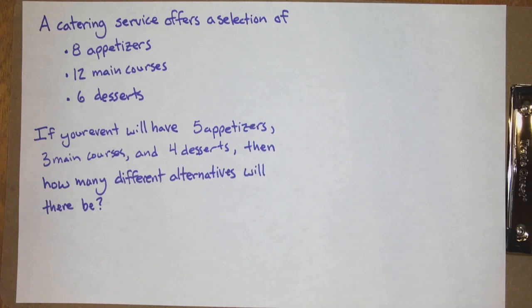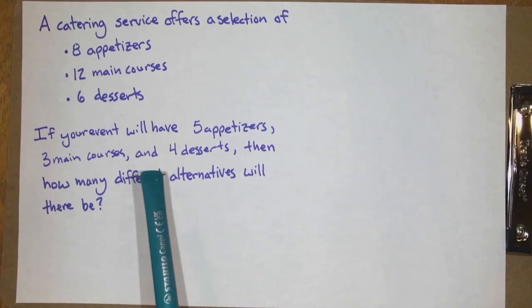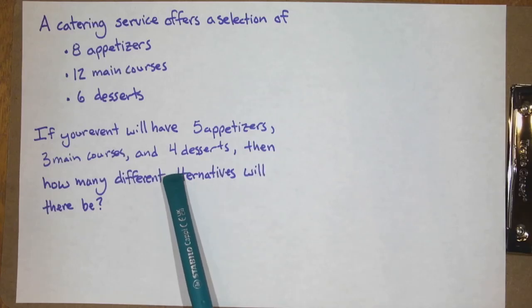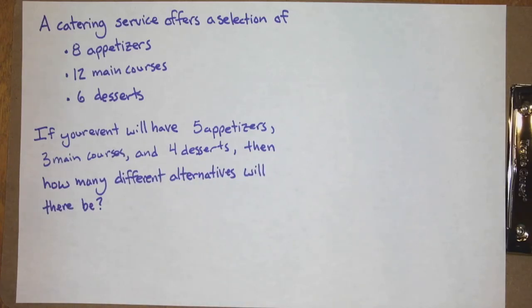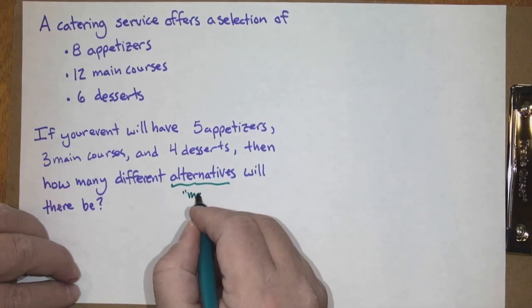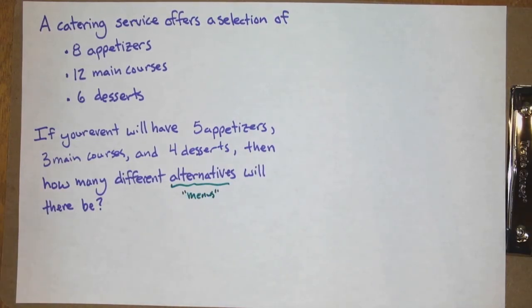Now, for your event, you don't want the full menu. You just want to pick some things out that are appropriate. Maybe you're at an event and there's a lot of people who have certain allergies or whatnot, so you have to narrow things down. So this particular event is going to have 5 appetizers, a choice of 3 main courses, and 4 desserts. How many different alternatives will there be? You can almost think of alternatives as menus, right? You're picking things that are going to be on the menu.